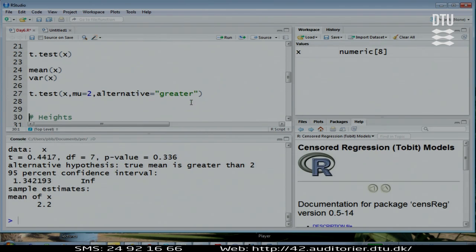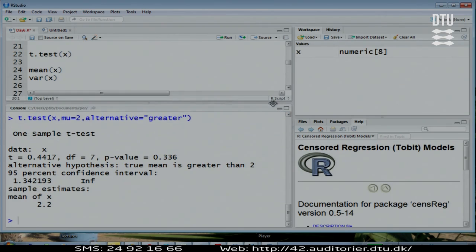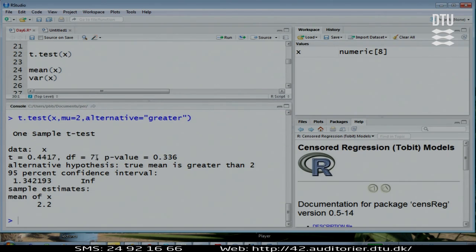Now if I run the same function with those options, I get the t-test statistic, where t was 0.44, and the p-value was 0.33. Yeah, that's what I found before, right? So now it does exactly what I have shown you, using those options. By the way, it also tells us the mean.